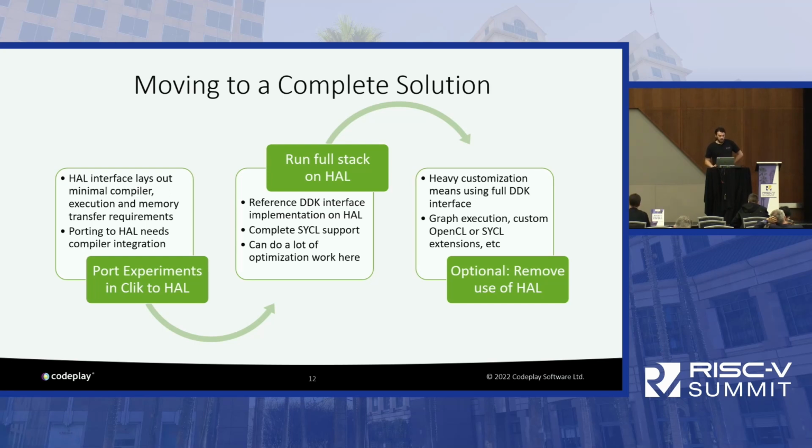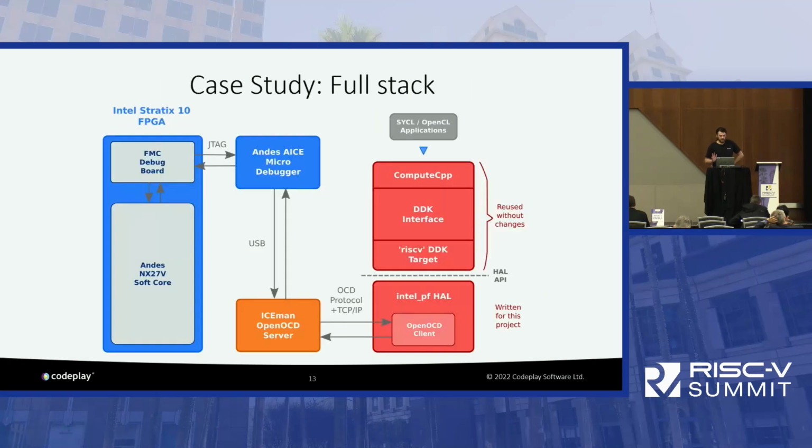So in the case study, we did this second step. We replaced the Click implementation, we ported the Click we did to the HAL interface, created the Intel Pathfinder HAL within the DDK. It's still running on top of OpenOCD because it's just like the Click, except with a compiler integration. And then here in this diagram on the right-hand side, everything above the HAL API line is just out-of-the-box DDK components. You get the OpenCL implementation, you get SYCL implementation, just works.